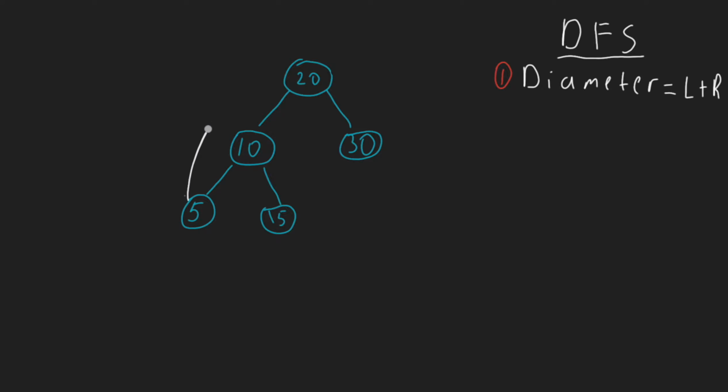So let's say that we have this tree and the length of the left subtree is equal to, in this case, 2, right? Because 1, 2. And the length of the right subtree is equal to 1, right? So our first rule is that the diameter is equal to left plus right. So 2 plus 1 gives us 3 that we are returning.